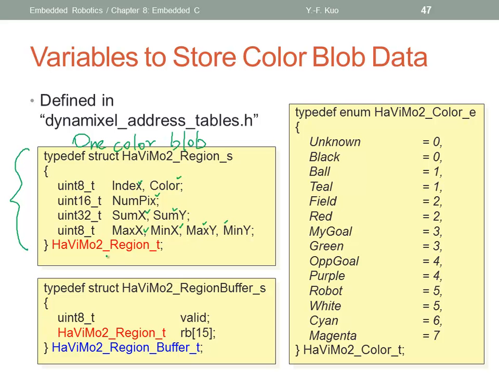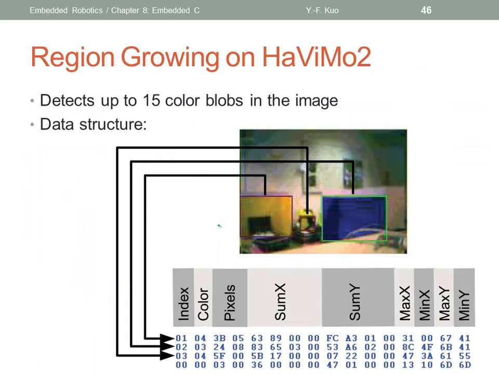And these variables are different in their size. Remember, for index and color, and max x, min x, max y, min y, their size is 1 byte. For pixels, its size is 2 bytes. And for sum x and sum y, their size is 4 bytes.